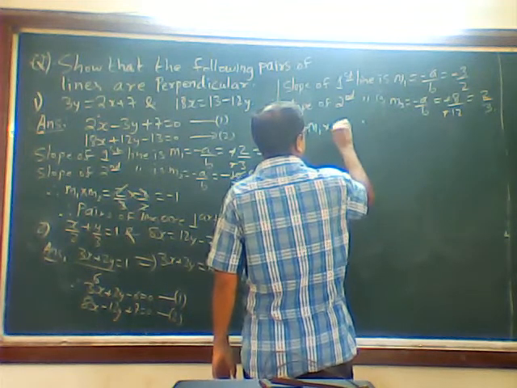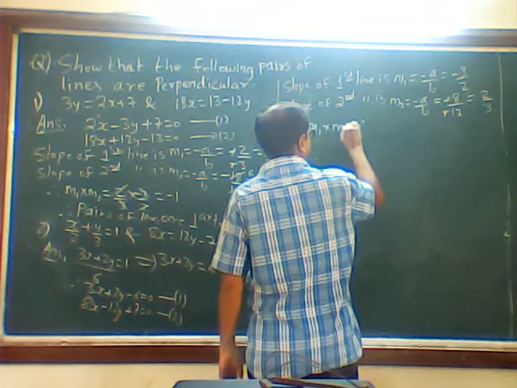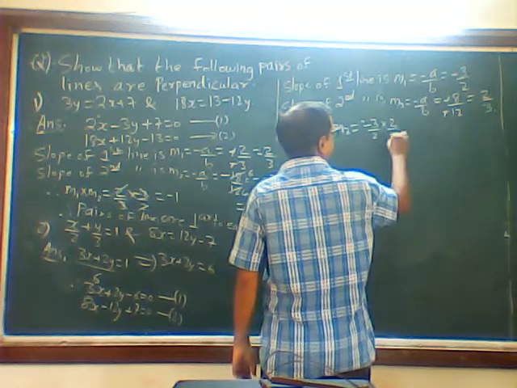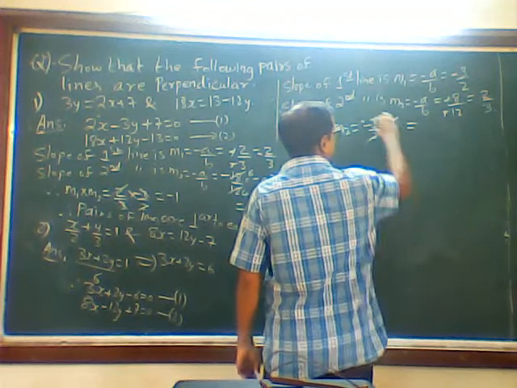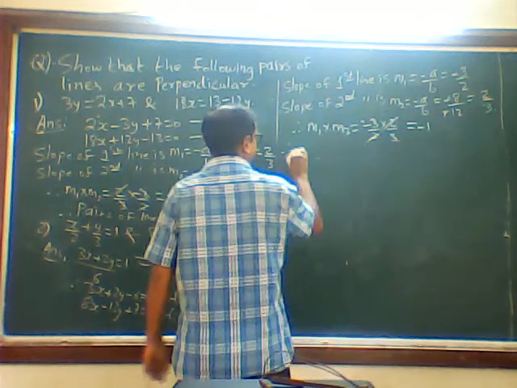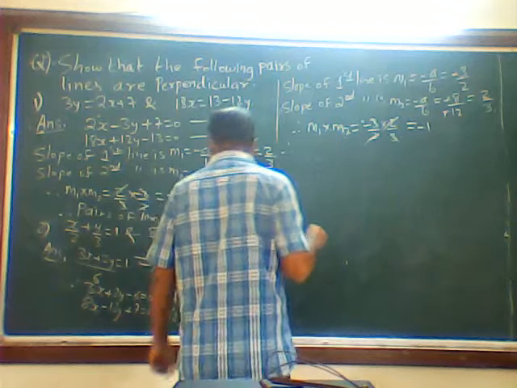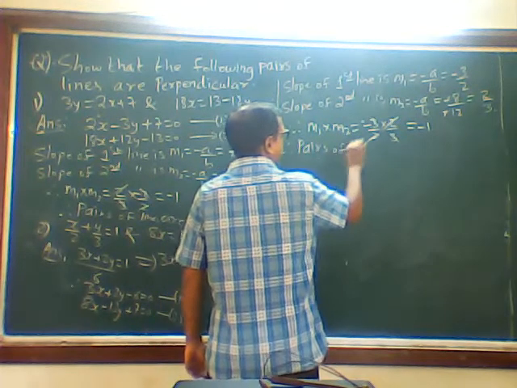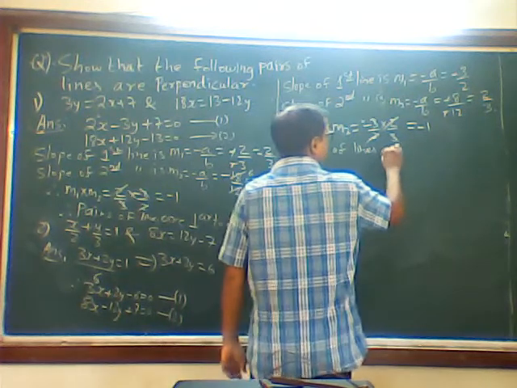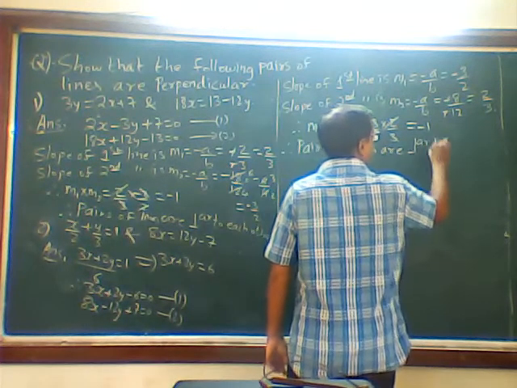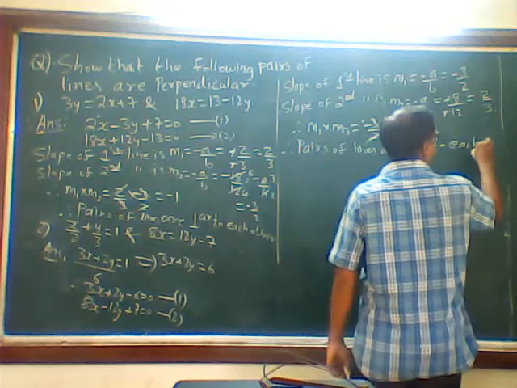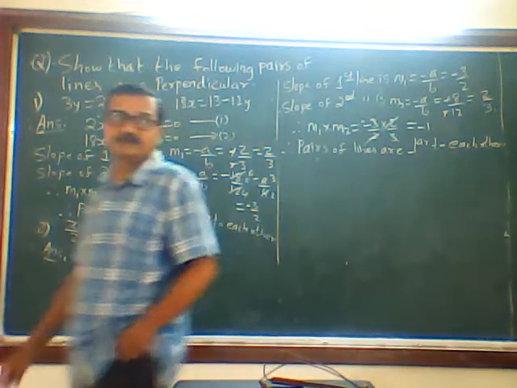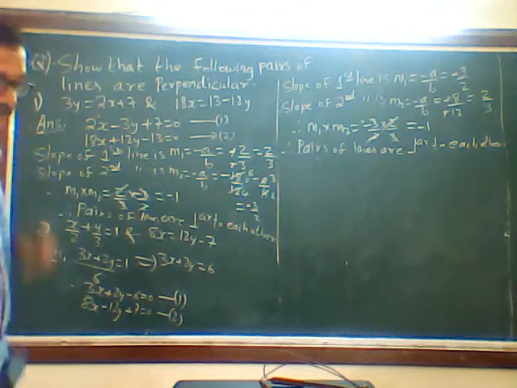Therefore, m1 into m2 is equal to minus 3 by 2 into 2 by 3, which is minus 1. Therefore, the pairs of lines are perpendicular to each other.